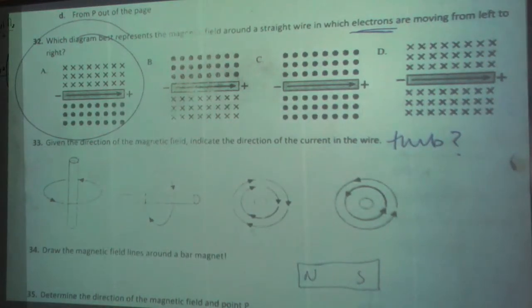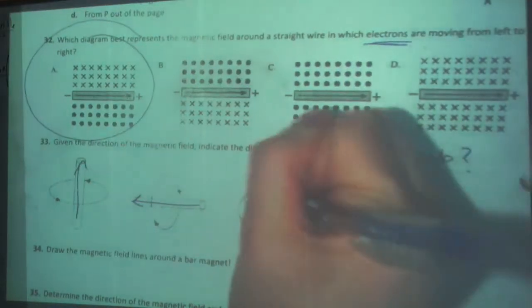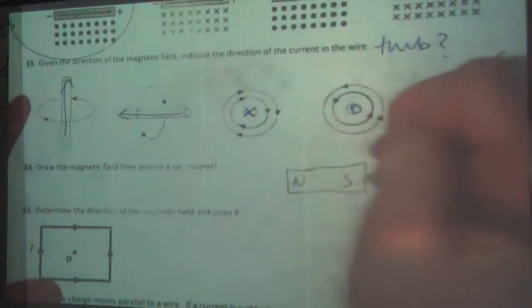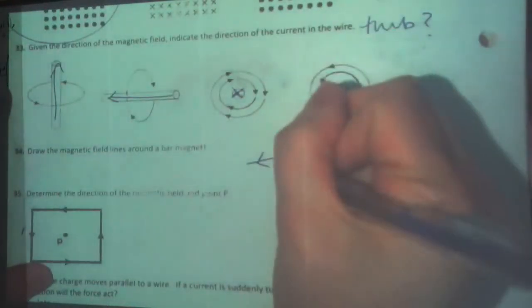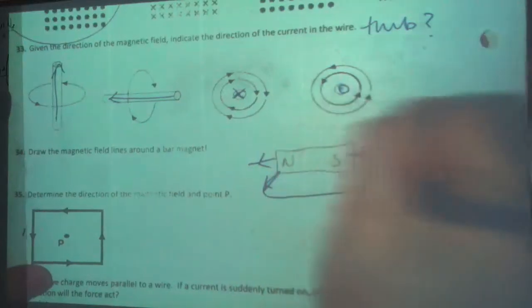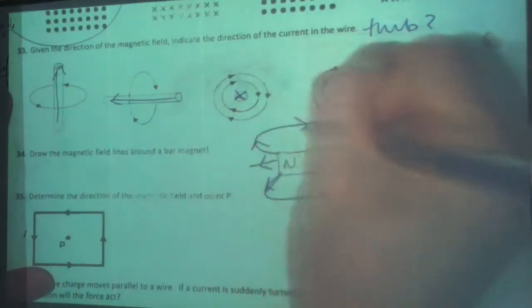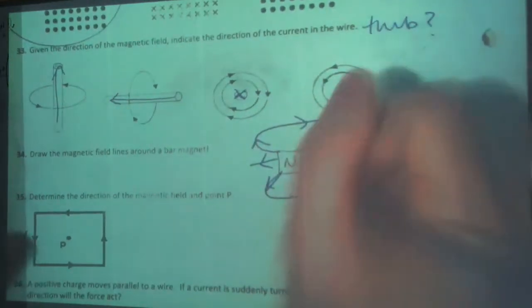So to draw in the direction, that would be up like this. This one was to the left like this. This was into, and then this one was out. Magnetic fields around a bar magnet. So our rule is out of north and into south like this. And then, of course, it's going to go around like this. Anything that's showing out of north and into south would be a magnetic field running around the magnet.